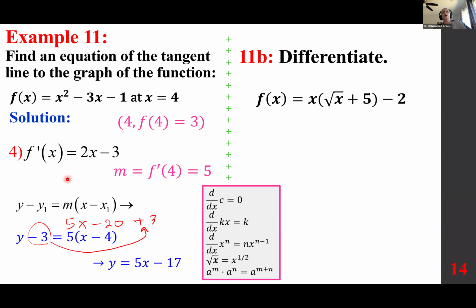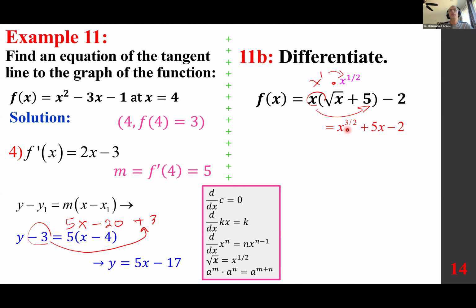The second part of example 11 is to differentiate this, and we're going to remind everybody that square root of x is x to the power of 1/2. We also remind everybody a to the power of m times a to the power of n is a to the power of m plus n. This is the product rule for the exponentials. This one, where we have no exponent, means x to the power of 1. When you multiply it here, 1 and 1/2 add up to 3/2.